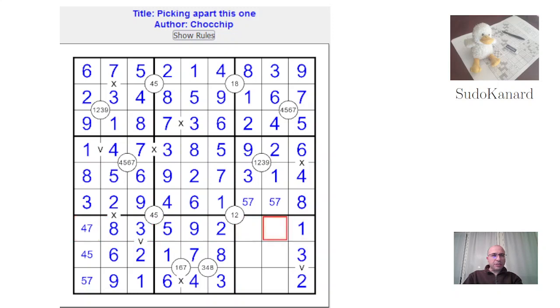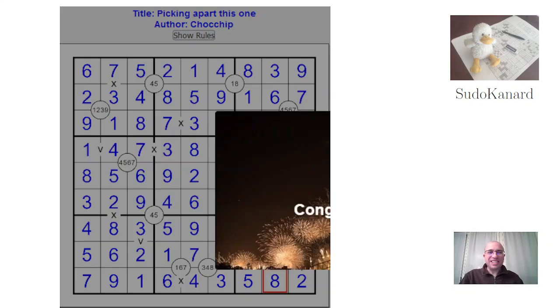So this row needs 4, 7, and 6, so that's the 7. That's the 4, and that's the 6. Here I need a 5 and a 4, and that's a 9, that's an 8, and that's it.